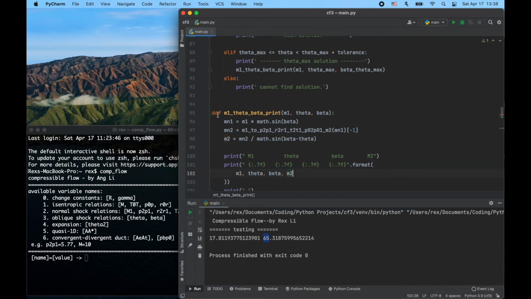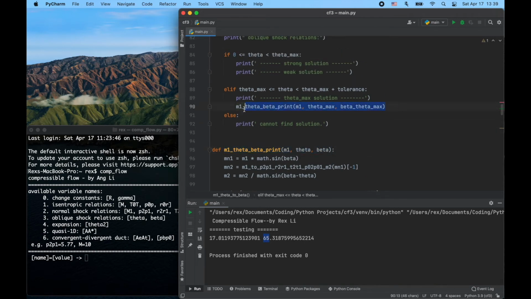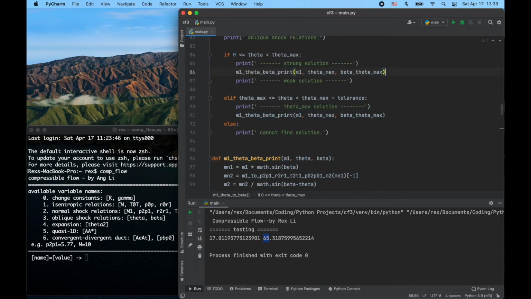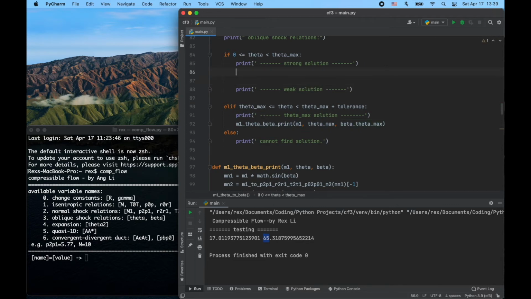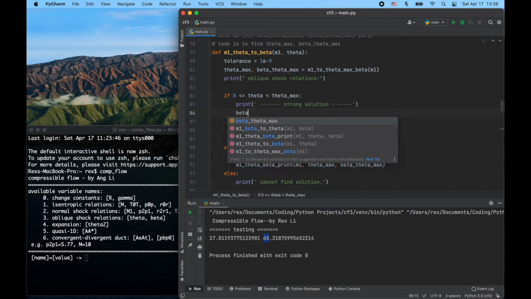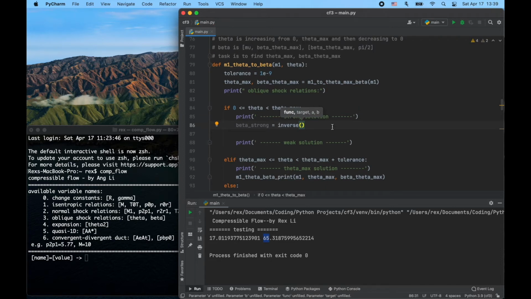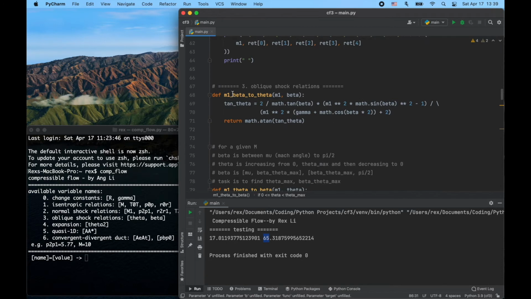Let's try it here. Okay, so this is a theta max value, and for here, we are going to find beta strong first, right? Oh, not M1 strong, beta strong. It's going to be the inverse function of this formula.